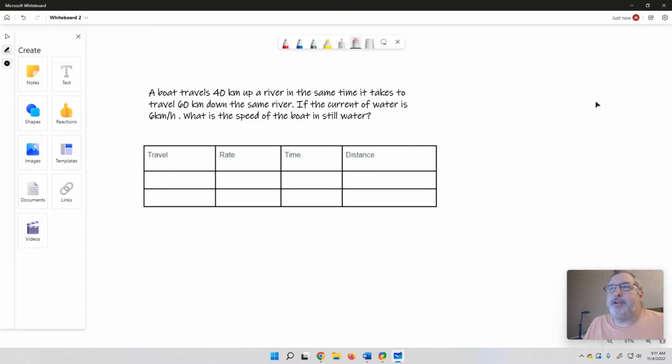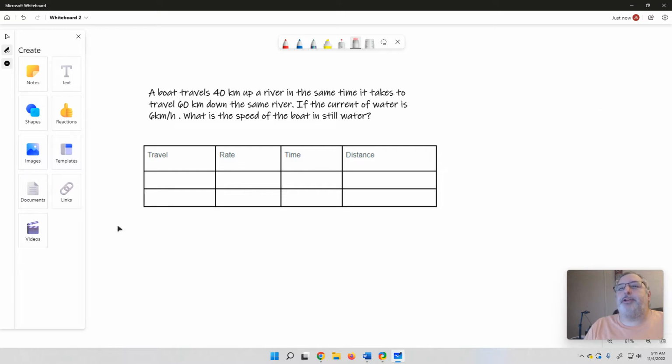So here we have a boat traveling 40 kilometers up a river in the same time it takes to travel 60 kilometers down the same river. And then we know that the current of the water is 6 miles an hour. We want to know what the speed of the boat would be in still water.